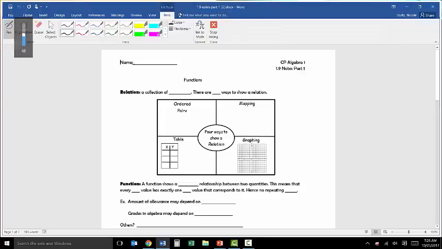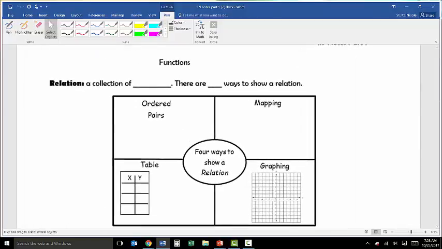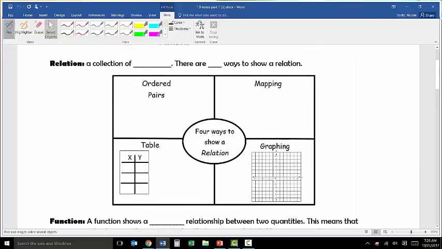Today's lesson is going to talk about relations and functions. A lot of this stuff should be familiar, should have seen this in the past, so this is just a refresher. So to start off with what a relation is, basically a relation is just a collection of points or a collection of ordered pairs.